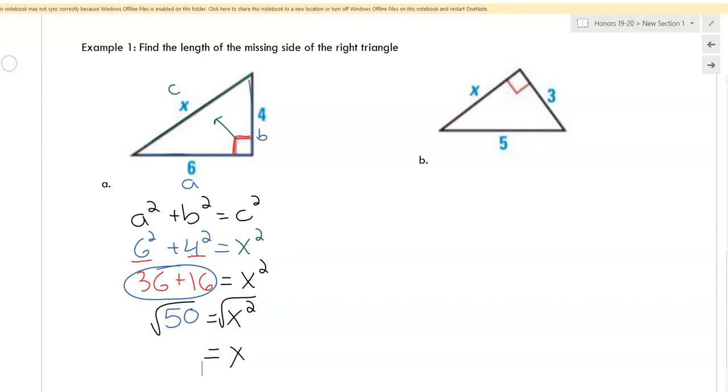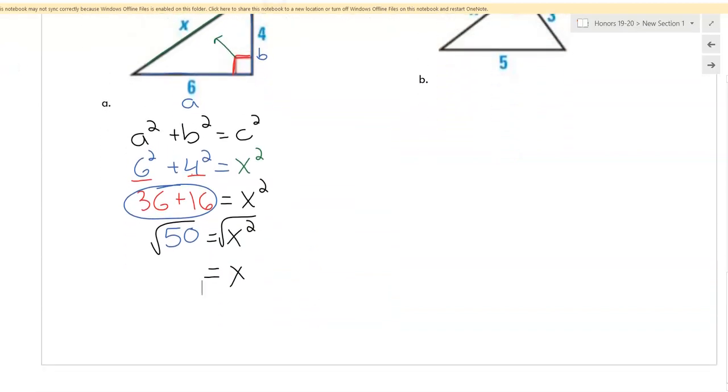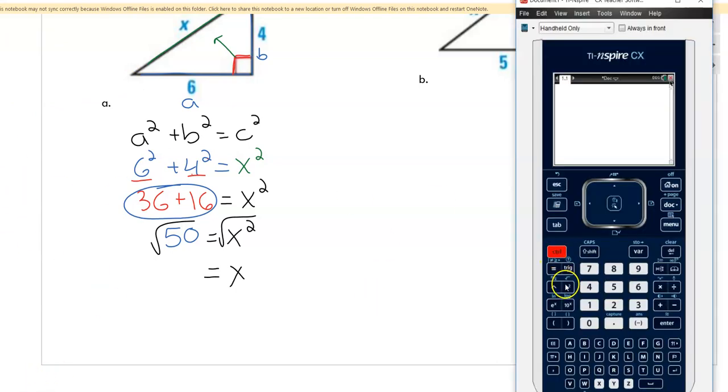When I take the square root, I need to simplify my radical. With simplifying radicals, I'm looking for a perfect square that divides into 50. Perfect squares are numbers that come from squaring some integer, some other number. So if I take the square root of 50, I get this decimal. I don't want that. So what we're going to do is find a number that divides into 50, that is a perfect square, right?